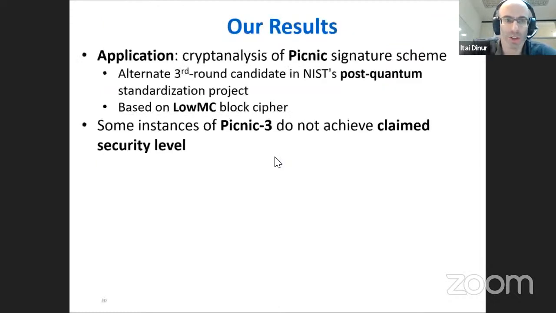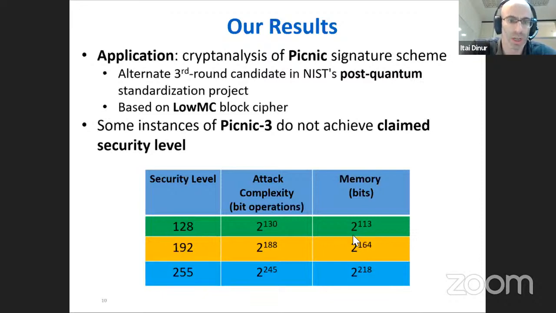The main application of the algorithm is in cryptanalysis of PICNIC, which is an alternate third-round candidate in the NIST post-quantum standardization project. It essentially shows that some instances of PICNIC 3 do not achieve their claimed security level, and you can see this from this table. Essentially, these two larger instances do not achieve their claimed complexity level, at least in terms of time complexity.